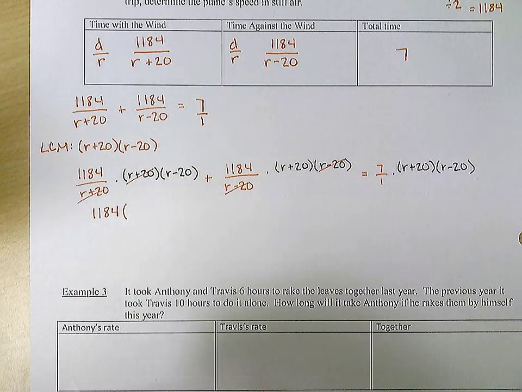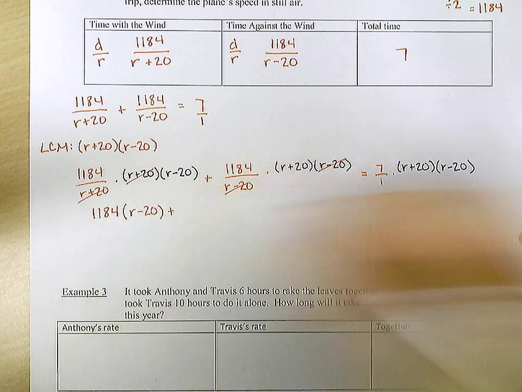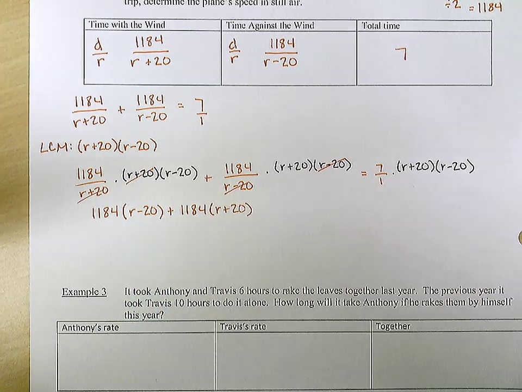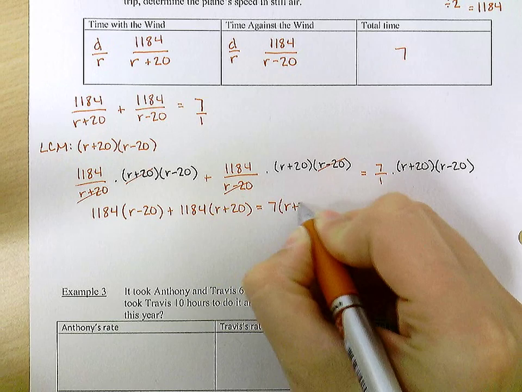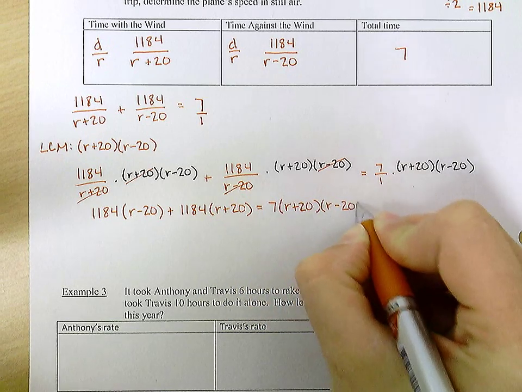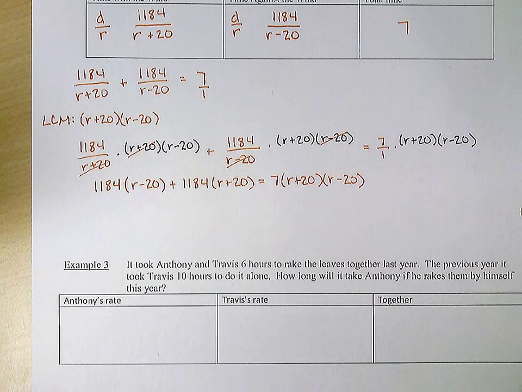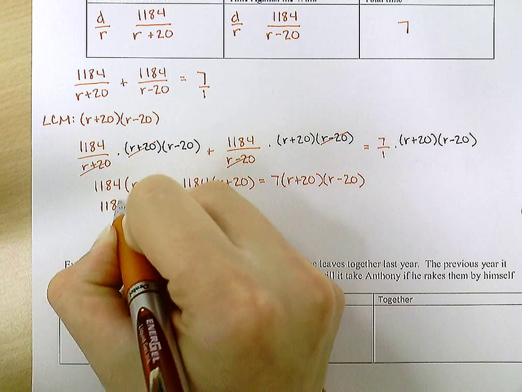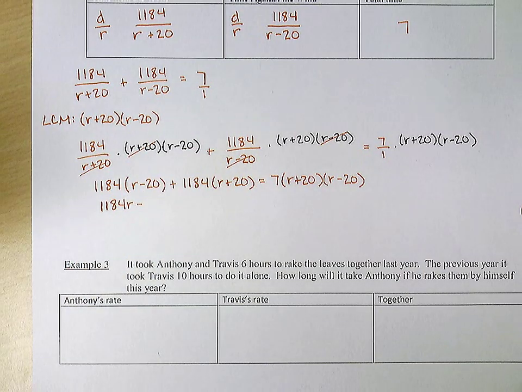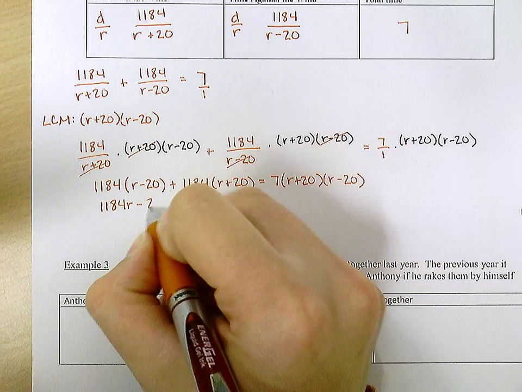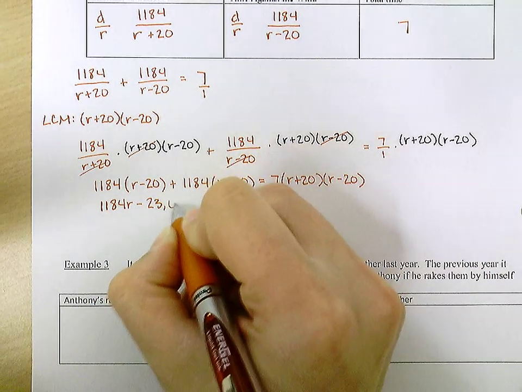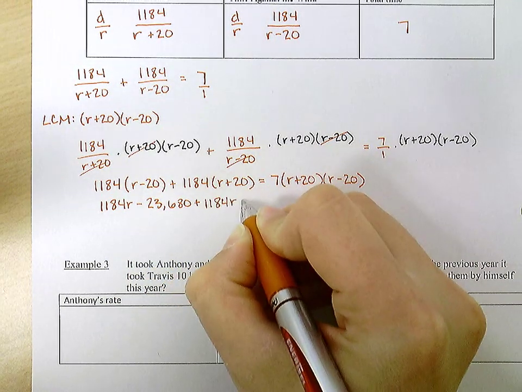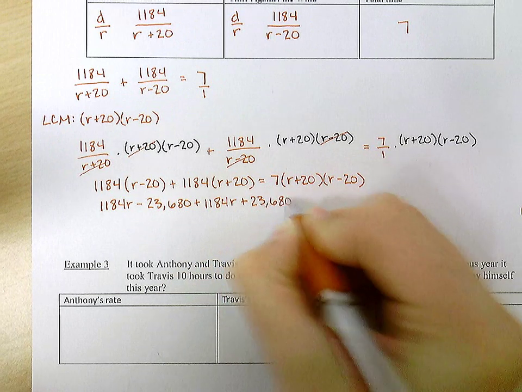So I have 1,184 times r minus 20, plus 1,184 times r plus 20 is equal to 7 times both of those quantities. Okay, and I do want to distribute here. So I have 1,184r minus 23,680 plus 1,184r plus 23,680.